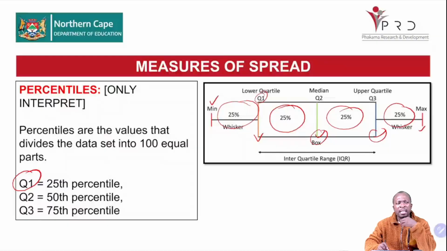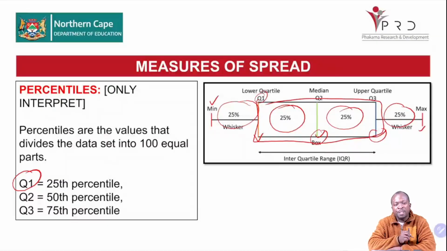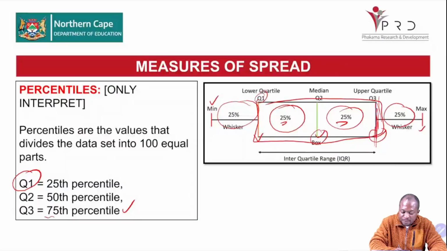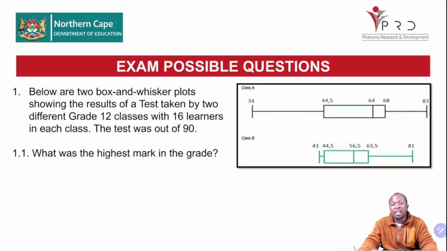So if that is the case, then tell me something. The whole box here, what is the percentage that it represents? The box alone. Good. It represents 50 because there's 25 and 25. So the box alone represents 50%. Does that make sense to you? Good. So Q3, this line, it represents what? 75%. Q2 represents 50%, and then Q1 represents 25%. Those are what we call percentiles.